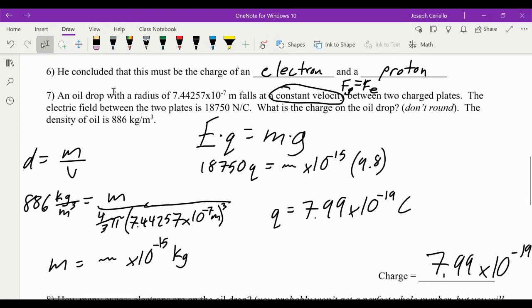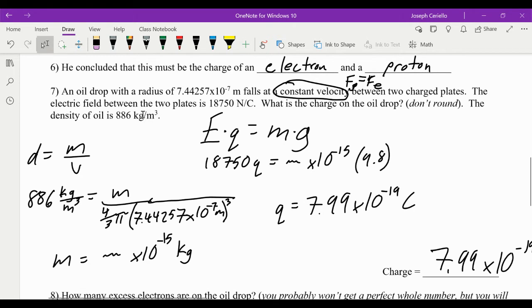He found that the size of a single oil drop was 7.44 times 10 to the negative 7 meters. He found that they fell at constant velocity, so he knew Fe had to be equal to Fg. And he knew the electric field strength because, again, he knew the voltage between the two plates, and he knew the distance between them. So what is the charge on the oil drop? Don't round. One important piece of information that he knew is that the density of oil is 886 kilograms per meter cubed.